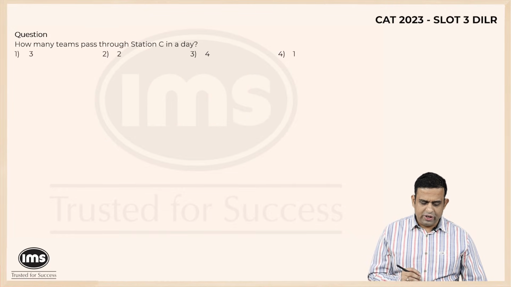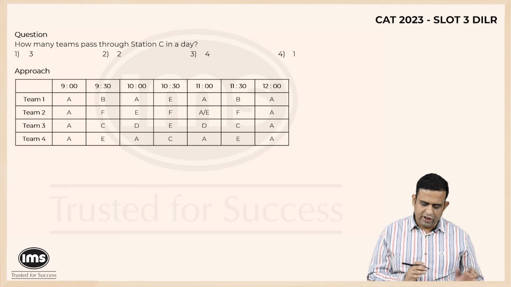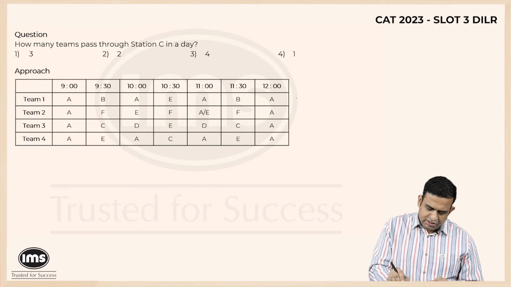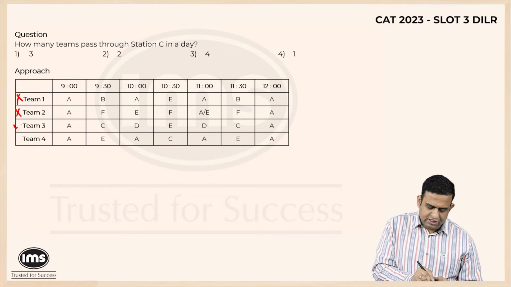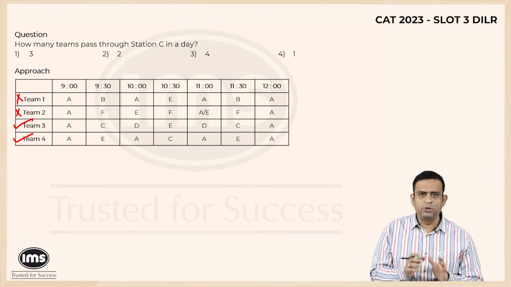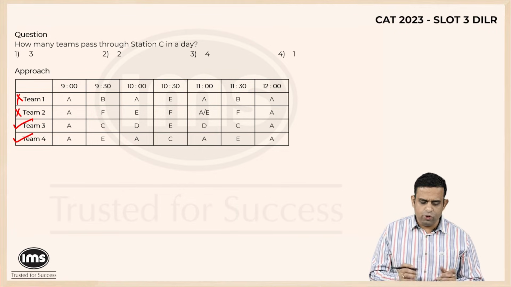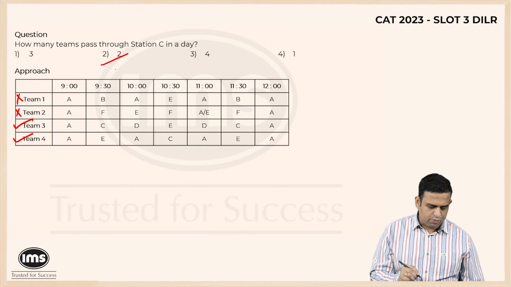And then finally, the question says how many teams pass through station C in a day? So if I look at station number C, team number 1, no. Team number 2, no. Team number 3, yes, it passes through station C. Team number 4 also, yes. So 2 teams, which are team 3 and team 4, and hence one can choose to mark option number 2 over here.